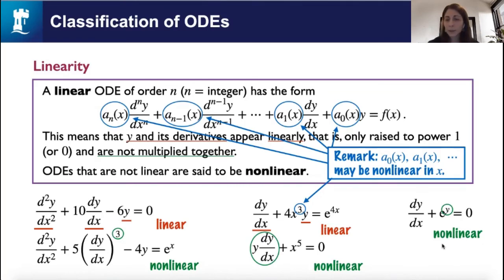A remark here is that while we have the requirement of the unknown function and derivatives appearing linearly, the coefficients of these terms, which are generally functions of x, the independent variable, can be nonlinear in x. And we have seen this in one of our examples where we had an x cubed term, but this didn't affect the fact that the equation was linear. So to decide if an ODE is linear or not, we only need to look at the unknown function and its derivatives.